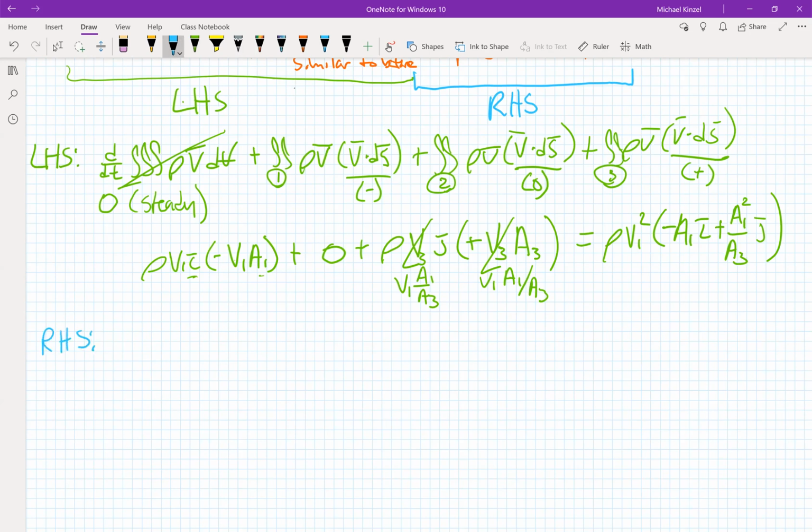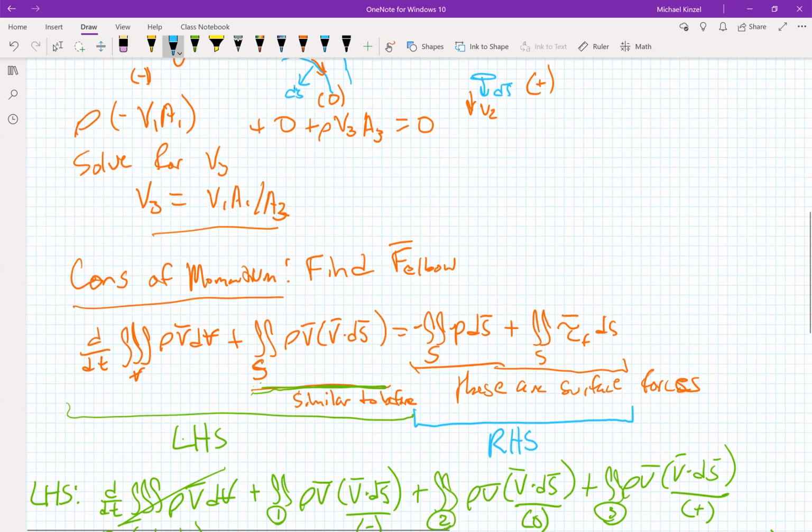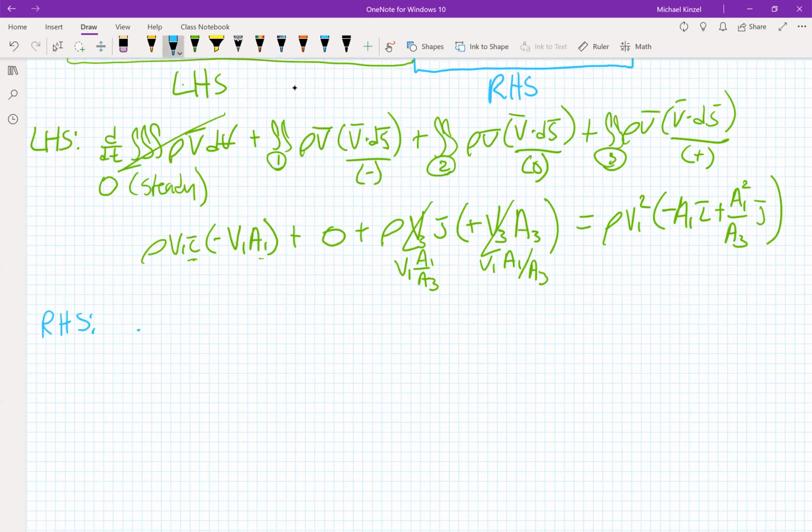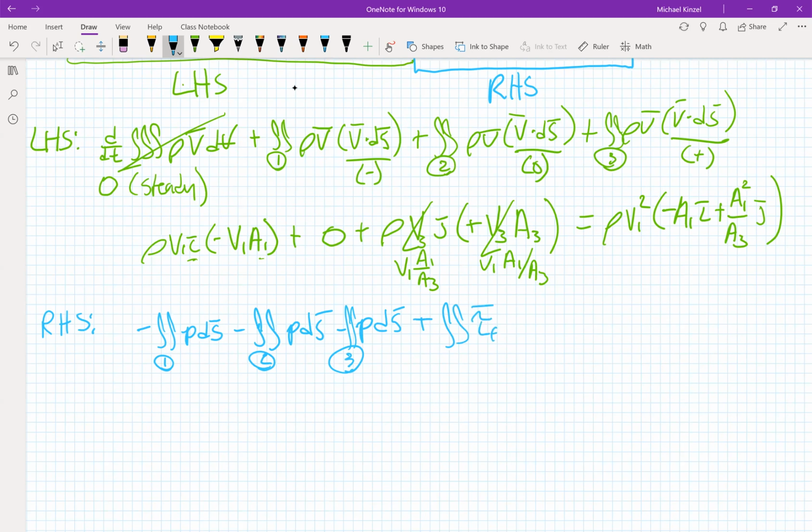So the right-hand side, recall, is the surface pressure and the shear stress. So we go back up to our control volume. Remember, we have a pressure here, and it's applying a force to the control volume, and as well here. So we have this negative surface force on surface 1 of pressure times dS, minus the force on surface 2, minus the force on surface 3. And we also have shear force on the fluid on surface 1, plus shear force on surface 2, plus shear force on surface 3.